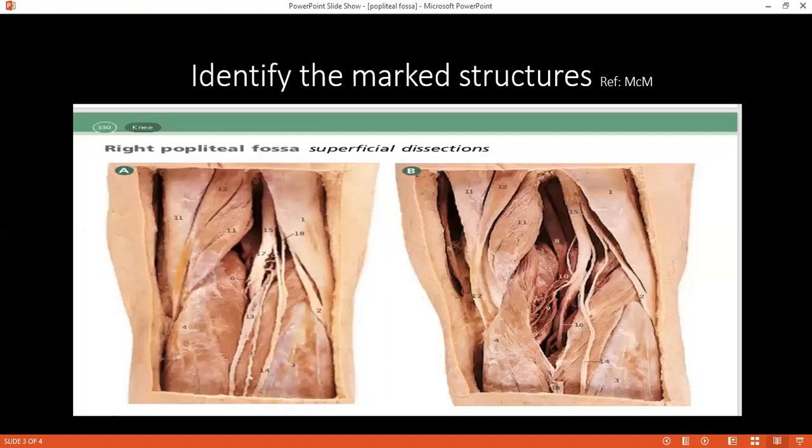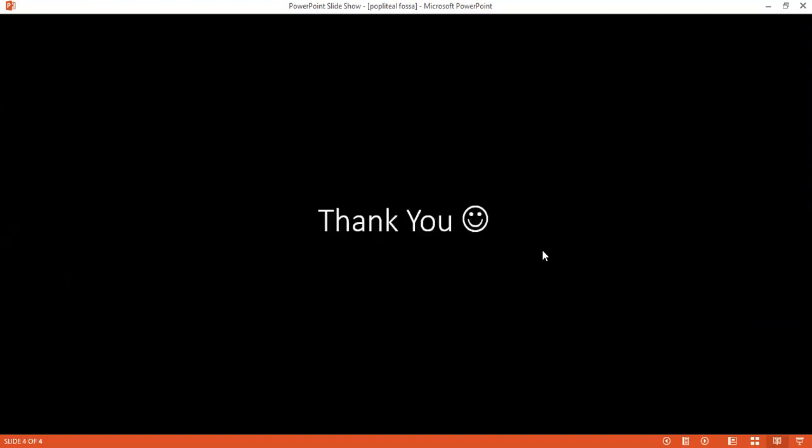Good. What are the movements present at the knee joint? It's flexion, extension, and slight internal and external rotation. What type of joint is the knee joint? It's a synovial joint of hinge, modified hinge variety. What are the characteristics of synovial joints? Why is it called a synovial joint? It is lined by synovial membrane and it contains synovial fluid.